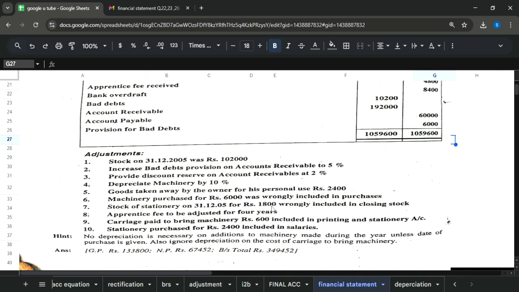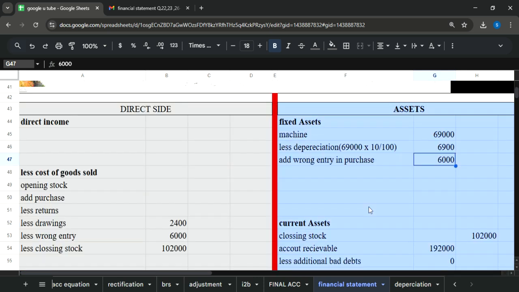Stock of stationery wrongly included in closing stock. So what you will do, since it was wrongly included in closing stock, you will subtract from here, less wrong entry.